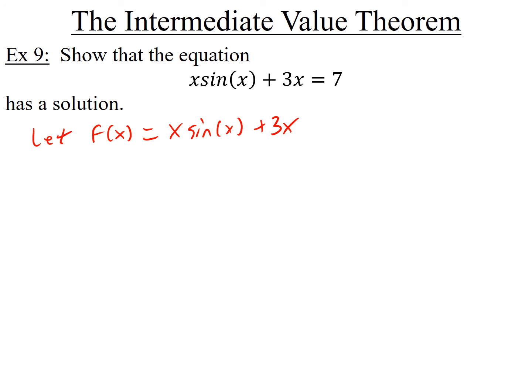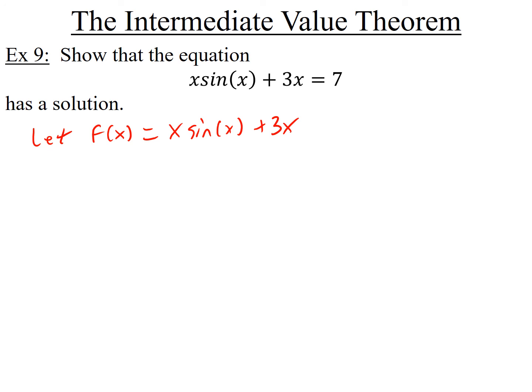Okay, so if you do it the other way where you move the 7 over, your function would be this minus 7, and you want to show that you can get 0 as an output, or it has a root. 0 can be an output, the same thing as saying it has a root. But if I leave the 7 on the right side, I want to show that this function has an output of 7. There's something you can plug into it to get 7 out. That's what I want to show.